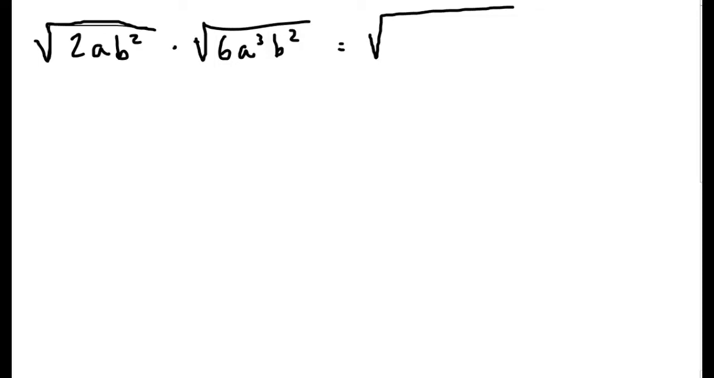Can you repeat it? Oh, yes. So we have the square root of 2AB squared times the square root of 6A cubed B cubed. So you get 12 a to the 4th b to the 4th. Exactly.